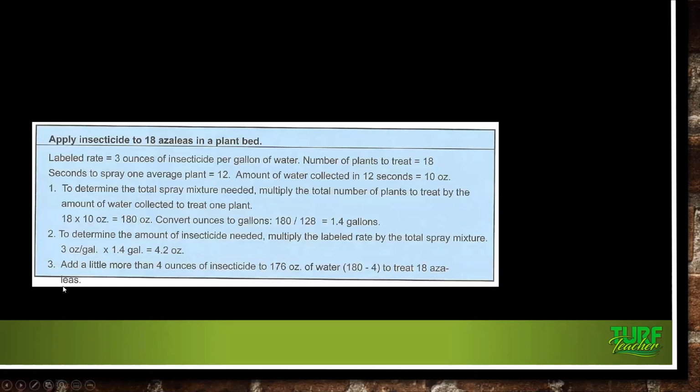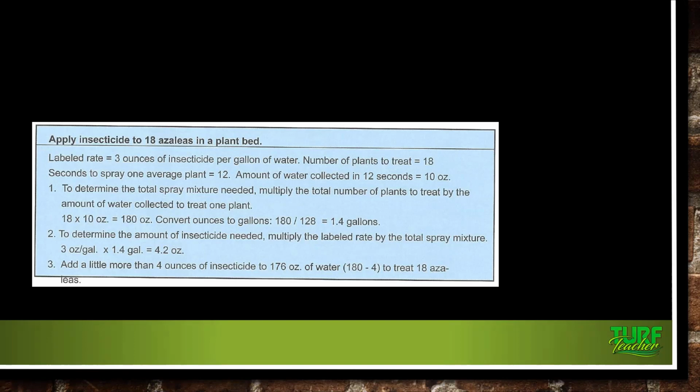And so here's a good problem: spraying some azaleas. We've read the pesticide label, and it's saying that we need 3 ounces of insecticide per gallon. Number of plants to treat, we've got 18. The seconds to spray one average plant was 12. So the amount of water collected in 12 seconds is 10 ounces.